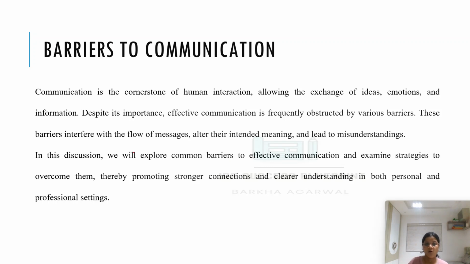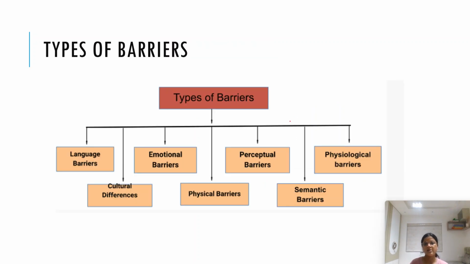Communication is a cornerstone of human interaction, allowing the exchange of ideas, emotions, and information. Despite its importance, effective communication is frequently obstructed by various barriers. These barriers interfere with the flow of the message, alter the intended meaning, and lead to misunderstanding. In this discussion, we will explore common barriers to effective communication and examine strategies to overcome them, thereby promoting stronger connection and clearer understanding in both personal and professional settings. So, types of barriers: language barriers, cultural barriers, emotional barriers, physical barriers, perceptual barriers, semantic barriers, and physiological barriers.